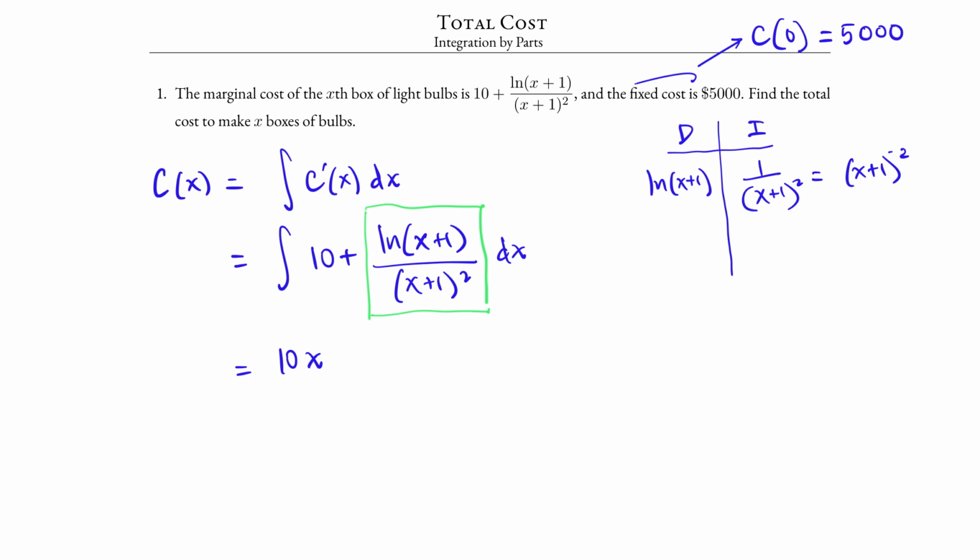Again, in this case, we already took care of the first term. The antiderivative of 10 is 10x. What we're doing here is setting up the work to find the antiderivative of the second term, ln of x plus 1 over x plus 1, the quantity squared. For this method to work, the product of these two factors needs to be the entire second term, and ln of x plus 1 times 1 over x plus 1, the quantity squared, is ln of x plus 1 over x plus 1, the quantity squared.